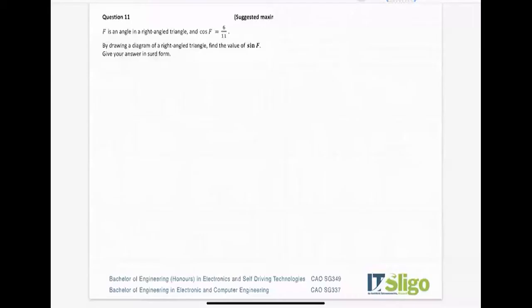Okay, so the first time you do one of these types of trig questions, it can seem a bit strange because you're required to draw the triangle. So it says f is a right-angled triangle and cos f is 6/11. So it's kind of like a backwards question. They've given you the trig ratio, you have to draw the triangle for them.